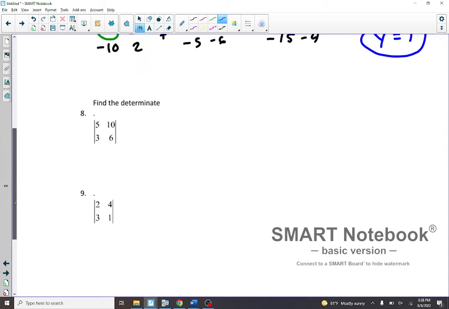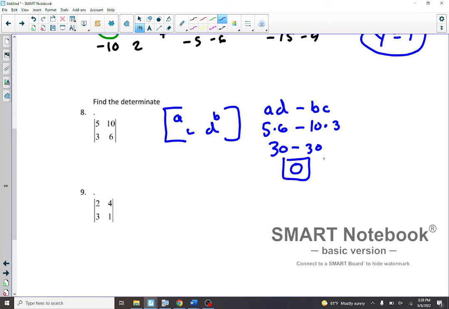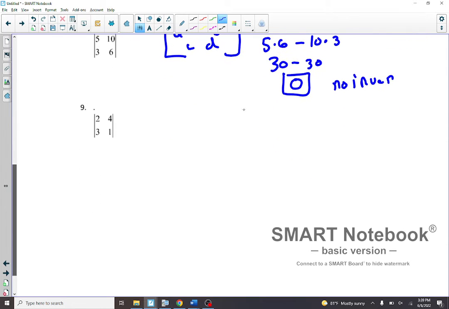Okay, finding the determinant. If your matrix is A, B, C, D, then the determinant is AD minus BC. So 5 times 6 minus 10 times 3. So 30 minus 30, which is 0. Because it's 0, it would also have no inverse. But the question said find the determinant, which means it's 0. The actual answer would be 0. No inverse would be an additional fact to it.